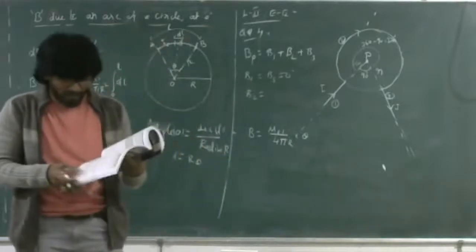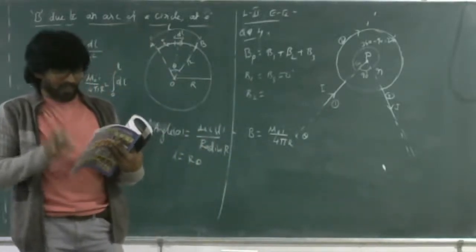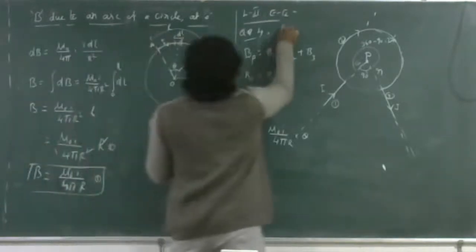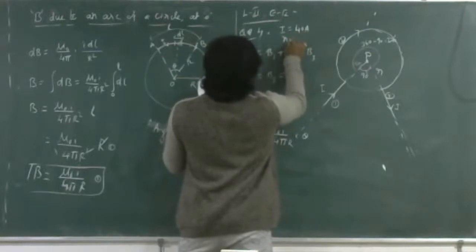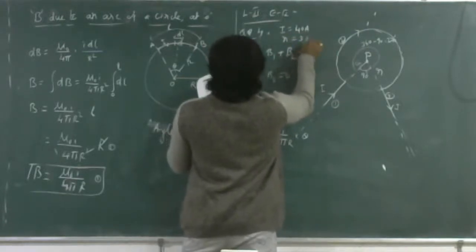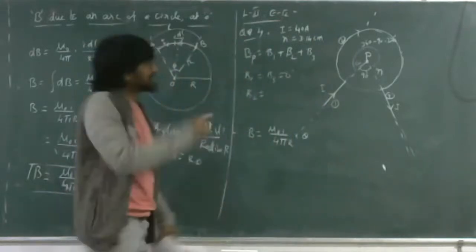If you observe, the options are given in numerical values. Current is given, and how much is it? 40 amps, and the radius is taken as how much? 3.14 centimeter. So this you have to write in SI units.